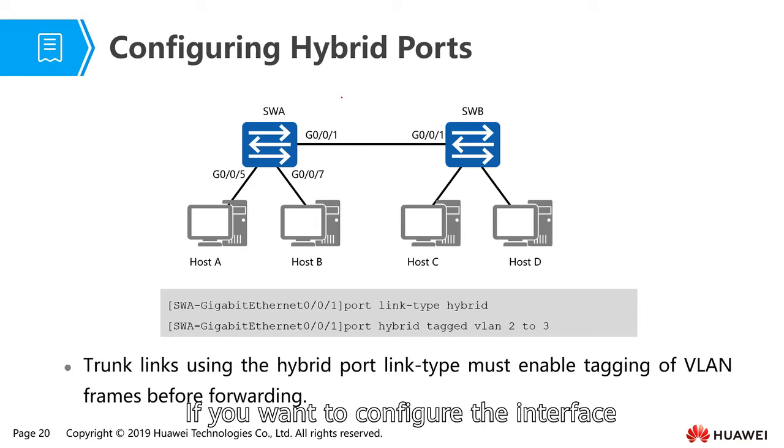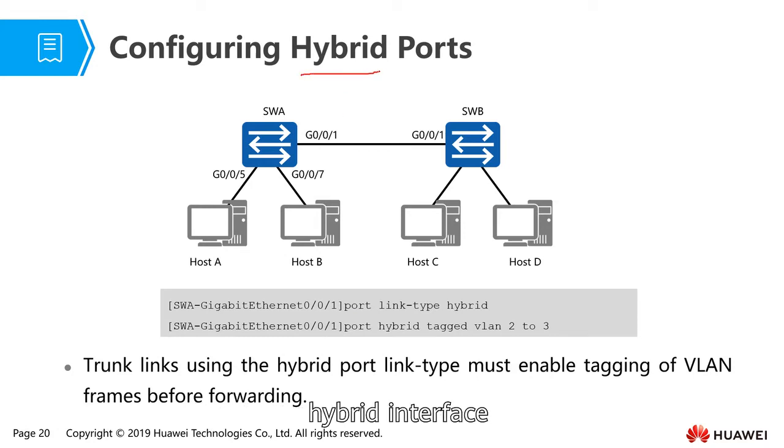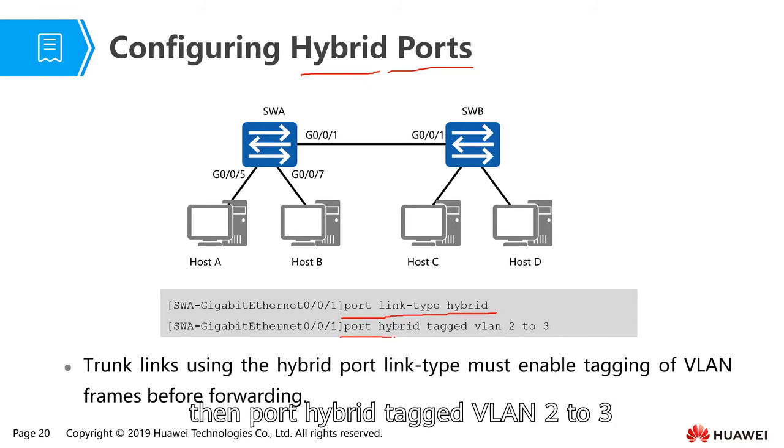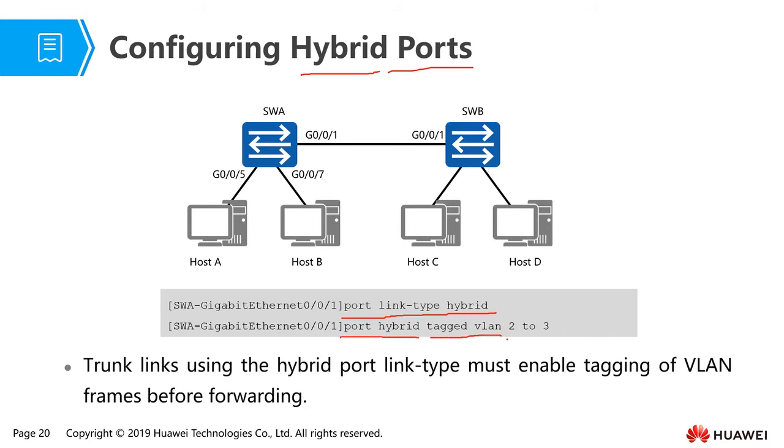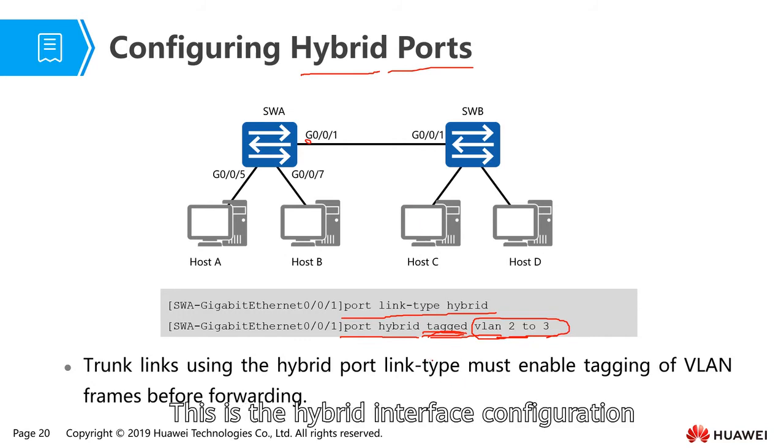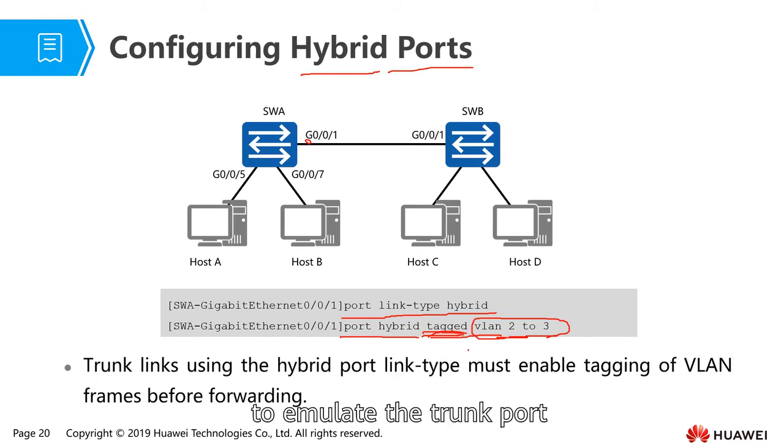If you want to configure the hybrid interface as a trunk port, then this is the configuration. First, port link-type hybrid, then port hybrid tagged VLAN 2 and 3. That means this interface can send out frames belonging to VLAN 2 and VLAN 3, but when sending out, the frames should be tagged. Of course, it can also receive. This is the hybrid interface configuration to emulate the trunk port.